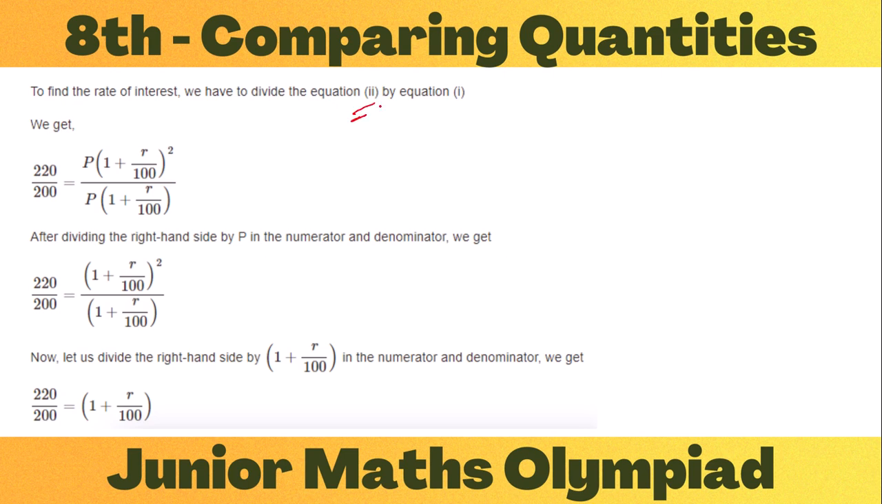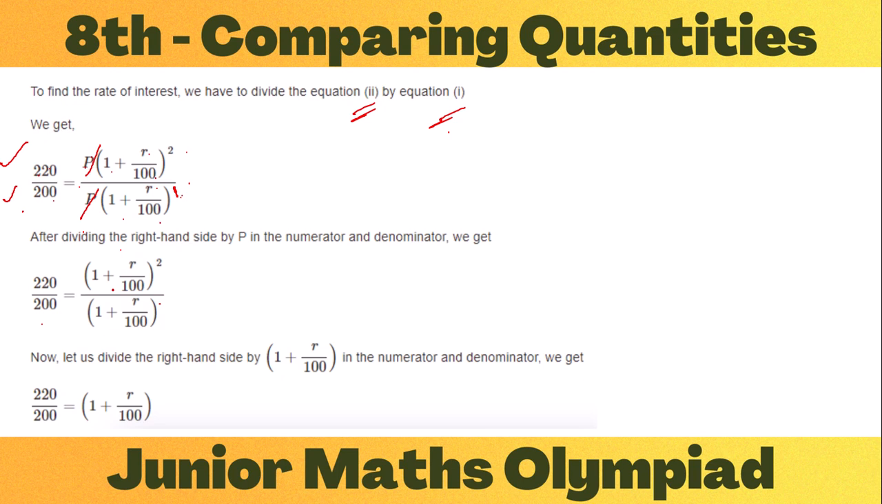So let's divide equation 2 by equation 1. In equation 2 we have 220, in equation 1 we have 200. If we divide 220 by 200 equal to P into 1 plus R by 100 whole square by P into 1 plus R by 100 whole power 1. If we have 1 in the power, no need to mention it. So P and P get cancelled here. This will become like this.